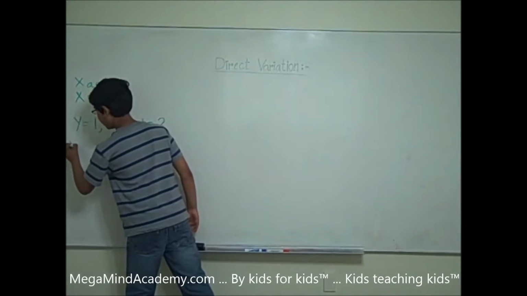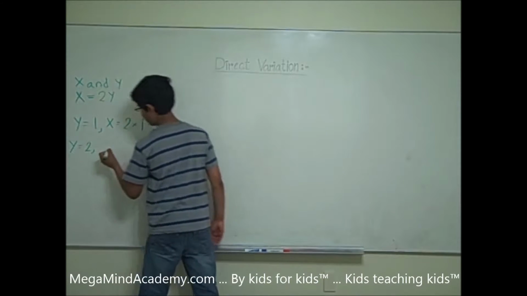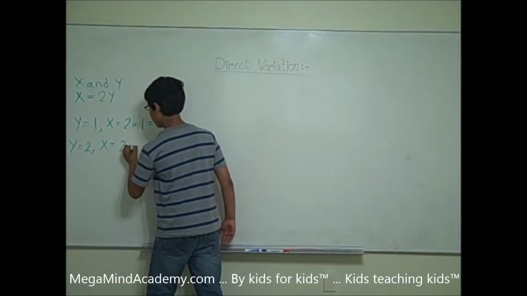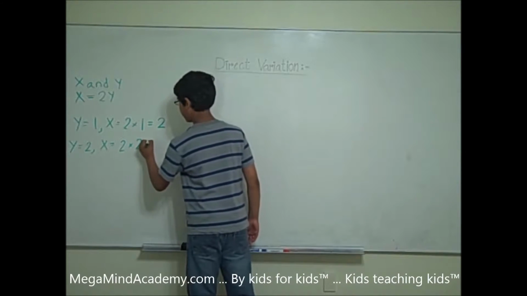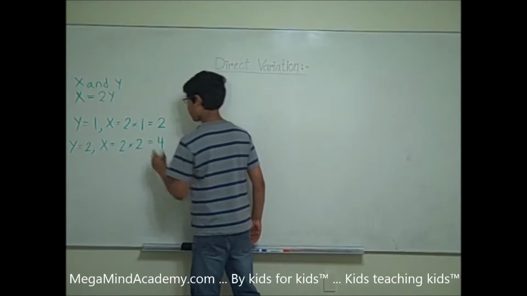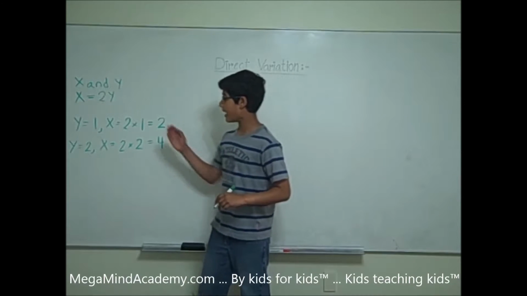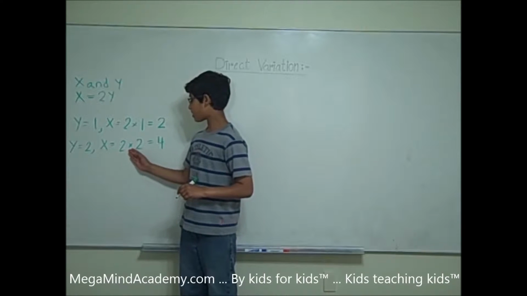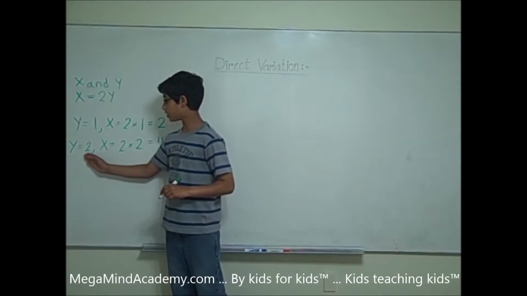If Y is equal to 2, then X is equal to 2 times 2, which is equal to 4. Here, 4 is twice as much as 2, and 2 times 2 is equal to 4, and Y is 2.